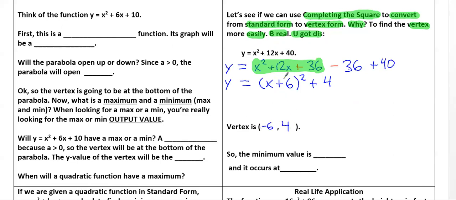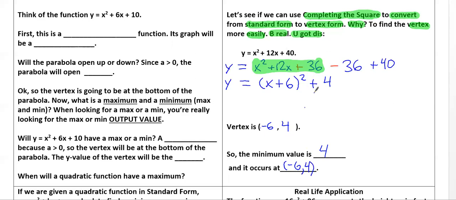Why is it negative 6, 4? Remember, if it's inside the function, opposites, right? We must have substituted in a negative 6 in order for this to be plus, because the form has x minus h. Okay, so the minimum value then is 4. And where does it occur? It occurs at negative 6, 4, or at the vertex.